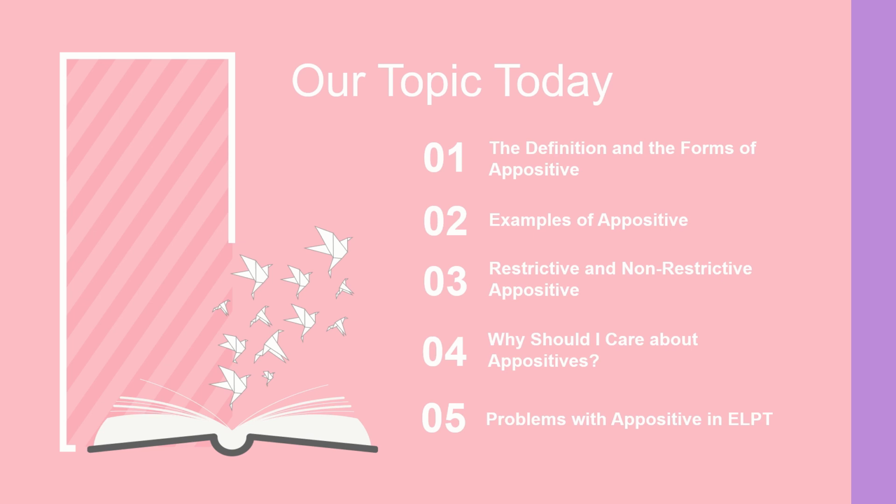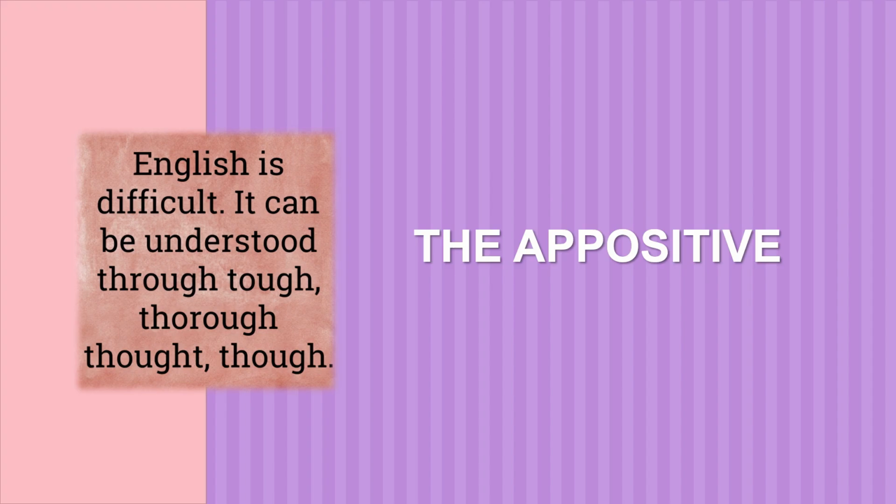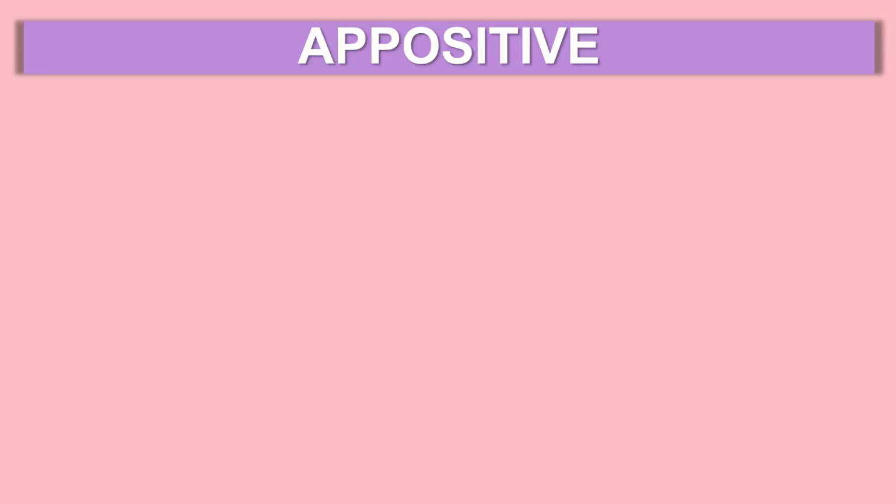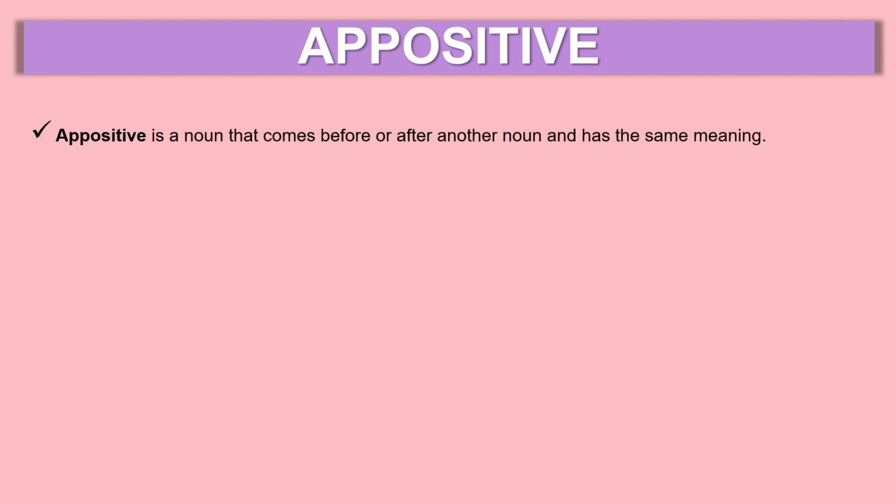Okay, so first things first. So let's start with the definition of the appositive. What is exactly an appositive? The appositive is a noun that comes before or after another noun, and it has the same meaning with the previous noun.